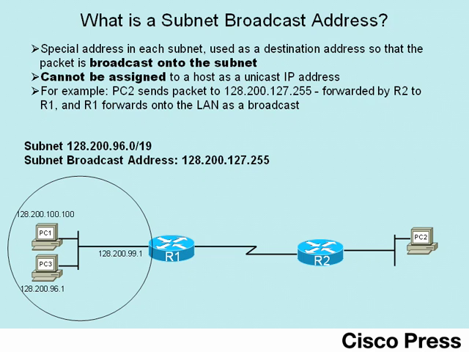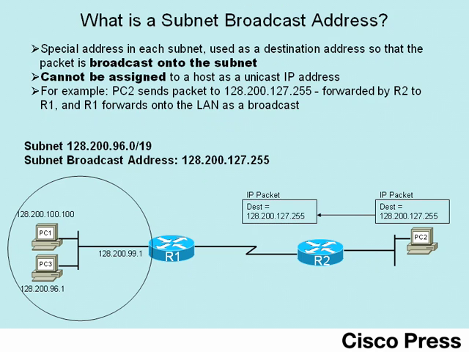So let's take a look at what happens. First of all, PC2 sends its packet, and as usual, PC2 says, all right, this packet is destined to an address in a different subnet. Let me send the packet to my default gateway, in this case R2. R2 makes a simple routing decision and says, oh, the subnet that this address is in is on the left. Let me send this packet over to R1.